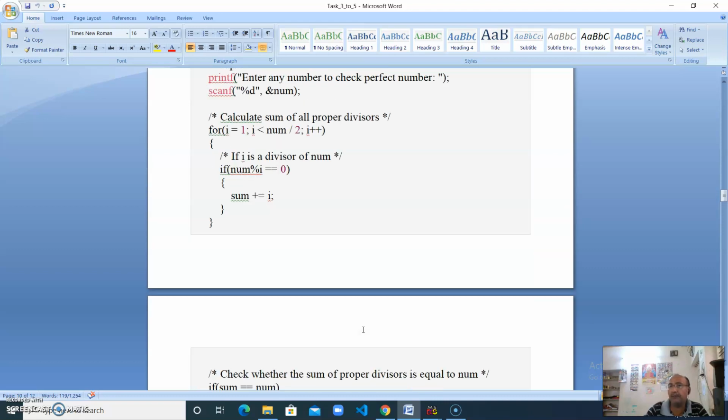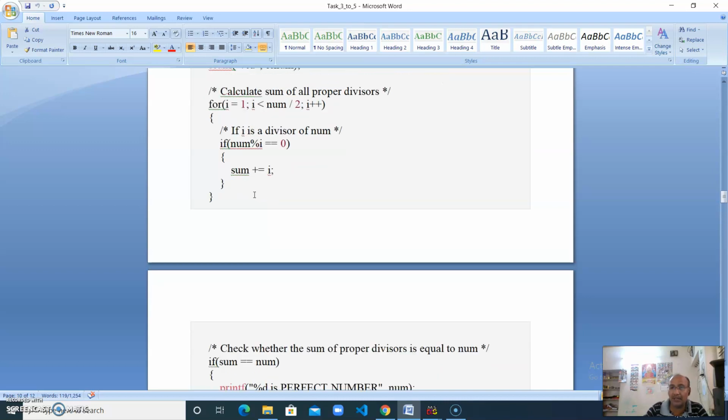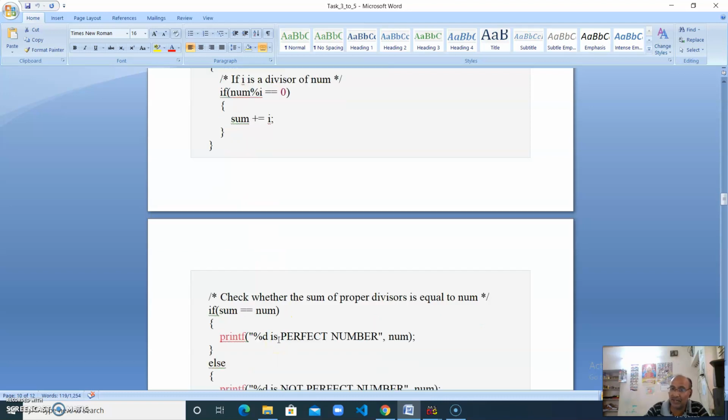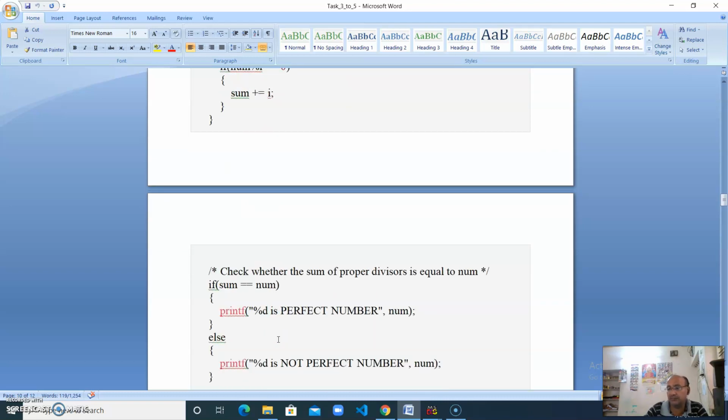Once again, I am repeating. This is the logic. For i equals 1, i less than num by 2, i plus plus. If num modulus i equals 0, at that time sum equals sum plus i. If sum equals num, perfect number. Otherwise, not a perfect number. Understood?